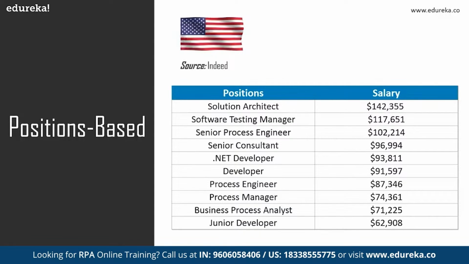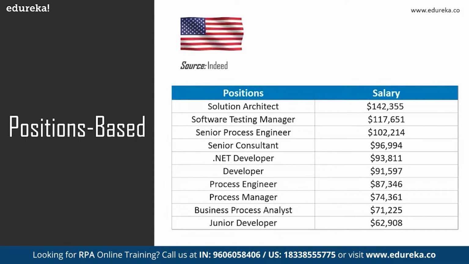Moving on to senior process engineer, over here, let me tell you that senior process engineer is one of the most famous roles in RPA industry. So the average salary for this particular role is around $1 lakh. After that, coming to senior consultant. So senior consultant can earn around $96,000. A .NET developer can also earn around $93,000 on an average.